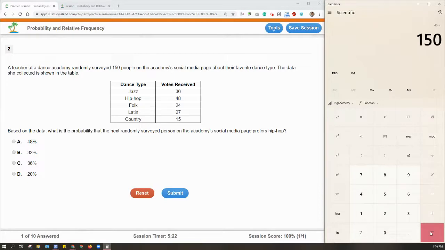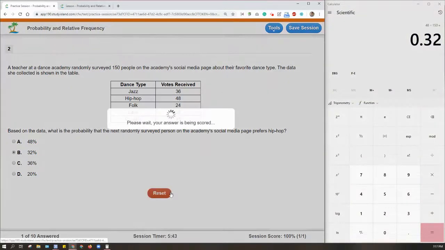So again, I'm finding the probability that the person likes hip hop. So far, 48 out of 150 have. So 48 divided by 150 tells us that 0.32 is the portion of people that prefer hip hop. So if we use that to extrapolate to the next person, there's a 0.32 chance that the next person likes hip hop also. And 0.32 is 32%.